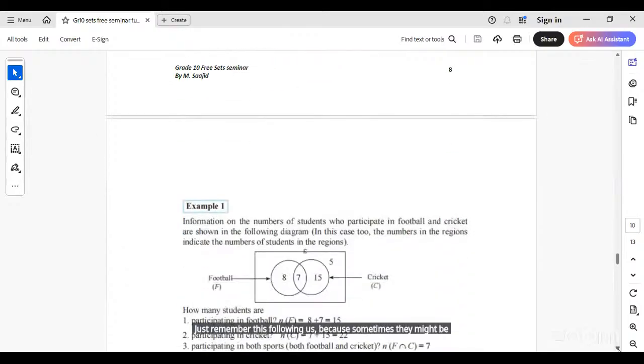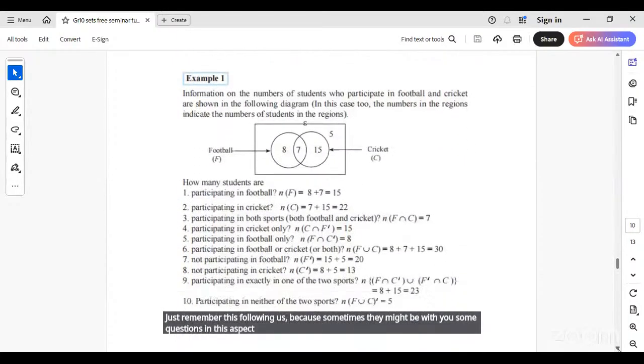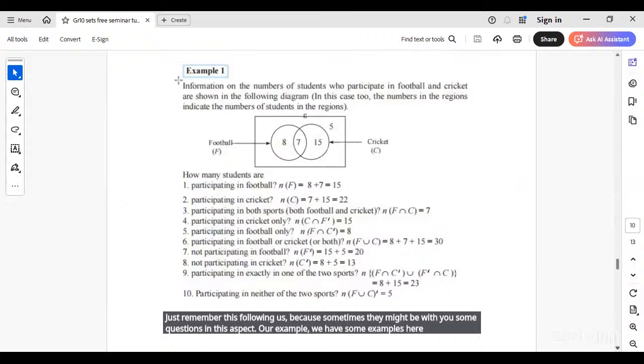Let's do some questions on this as well. Now, for example, you have some examples here. Example 1.